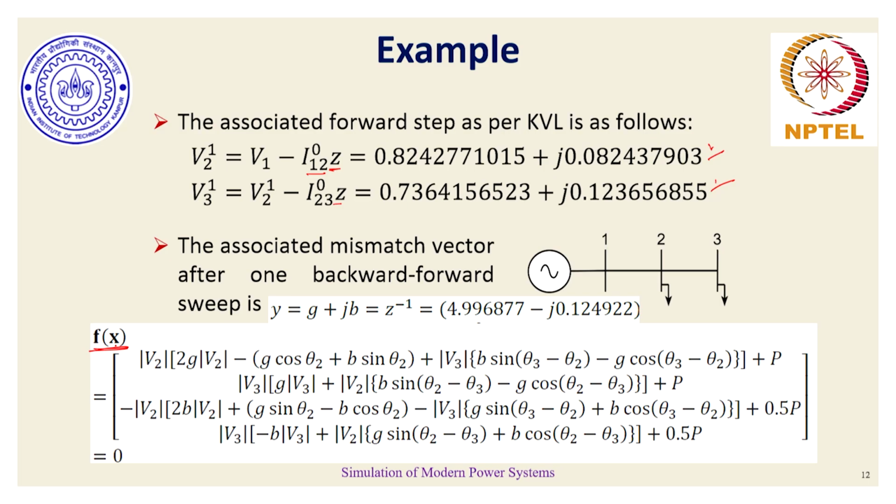F of x is essentially the same f of x that was the set of injections at different buses in the Newton-Raphson technique. These are the expressions for the corresponding injections at bus 2 and bus 3. So, the first equation is the injection at bus number 2. The second equation is the injection at bus number 3. So, it is P2 plus P, P3 plus P. The P is sitting here.